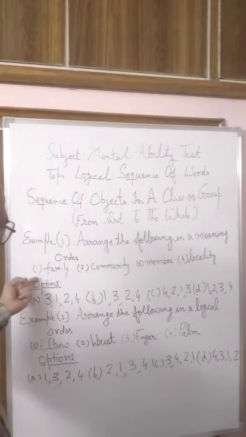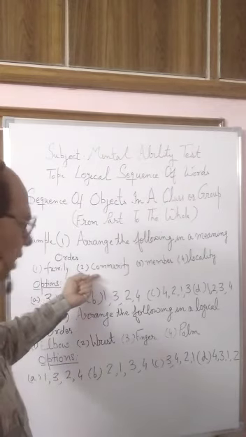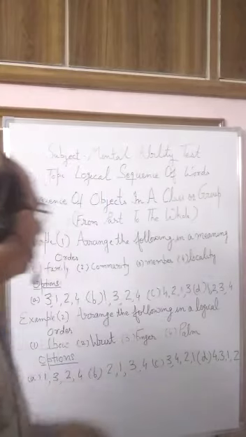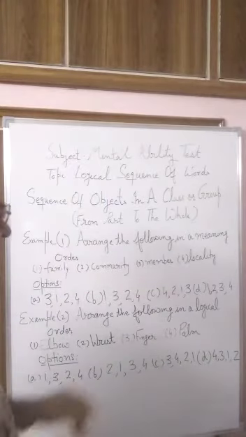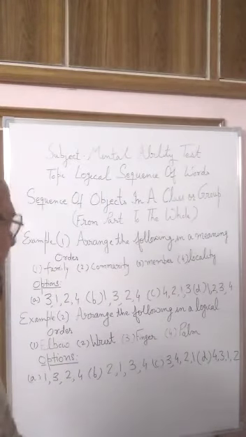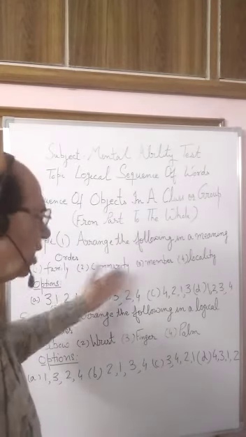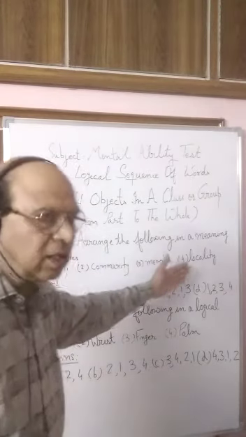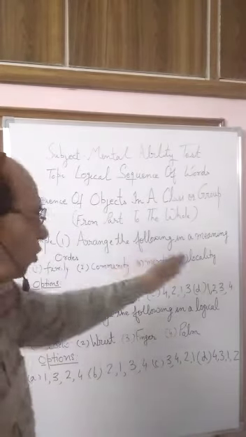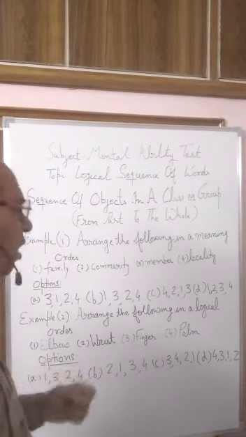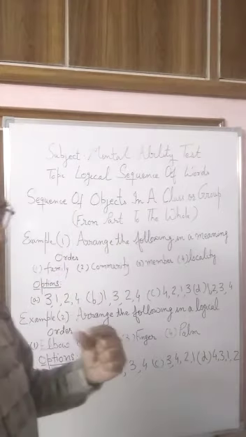First example is: arrange the following in a meaningful order. 1. Family. 2. Community. 3. Member. 4. Locality. Now, if we see these four words, they belong to a society, and we have family, community, member, locality. Now we arrange these four words in a sequential order from our common sense or from our basic knowledge of society.